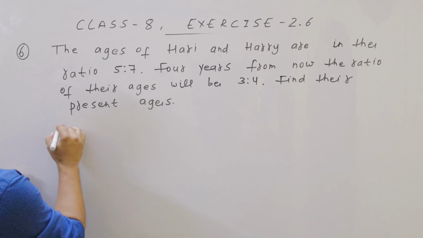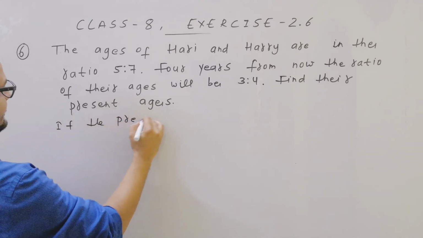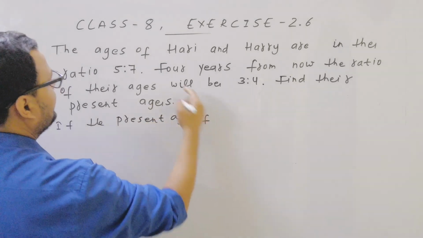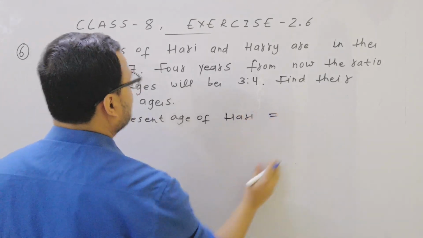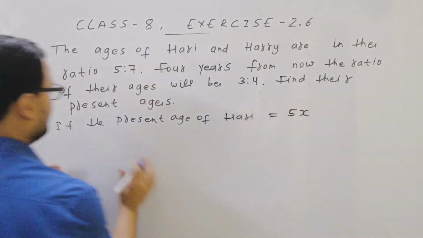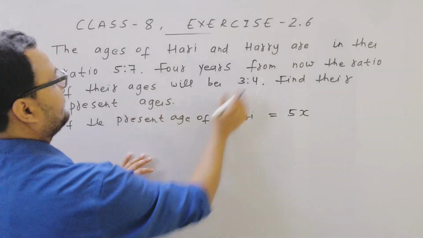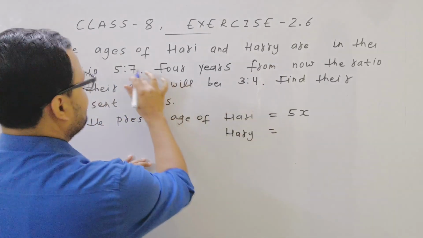So I am going to write, if the present age of Hari equal how much? 5. So I can write it as 5x. If Hari is 5x, then the present age of Harry will be how much? 7x.